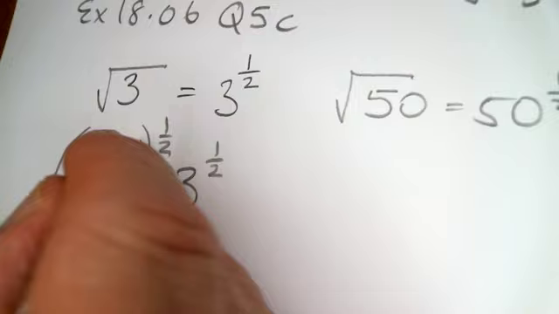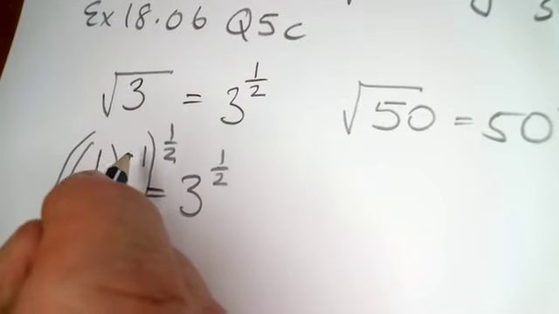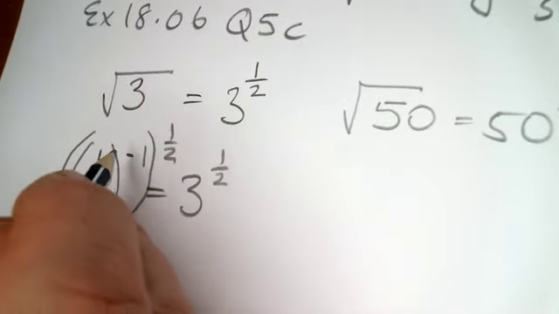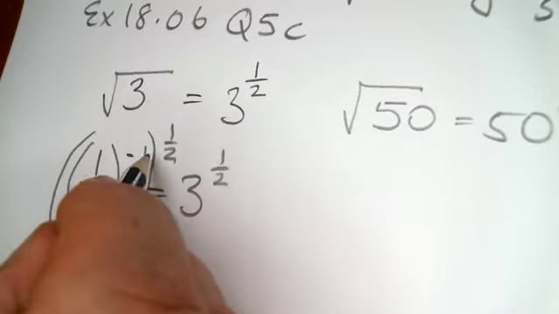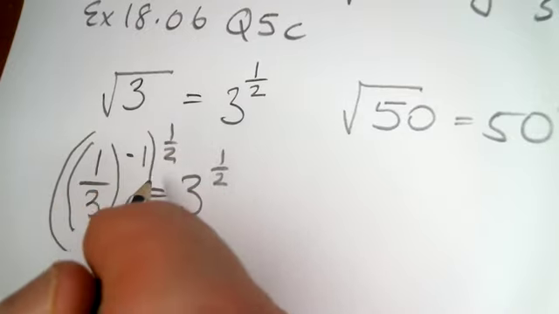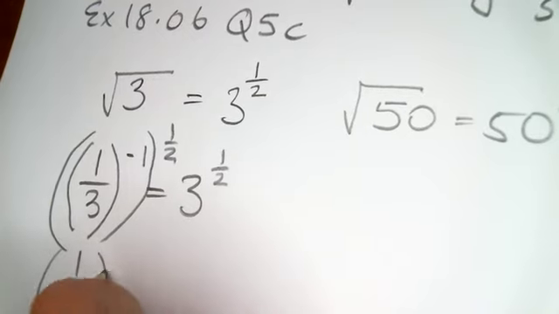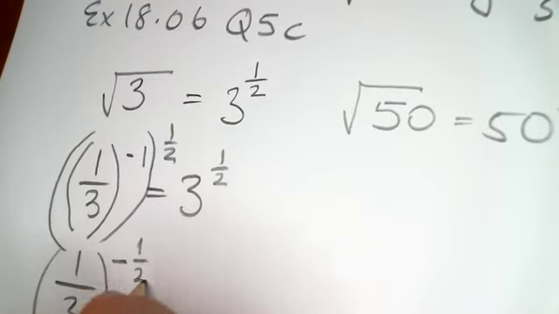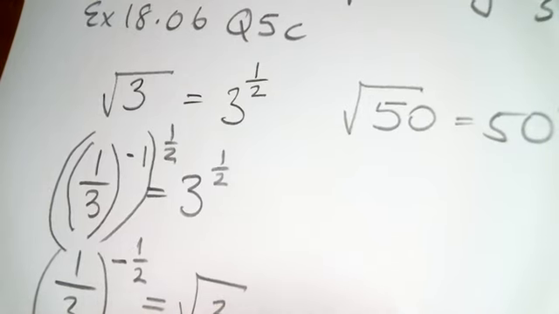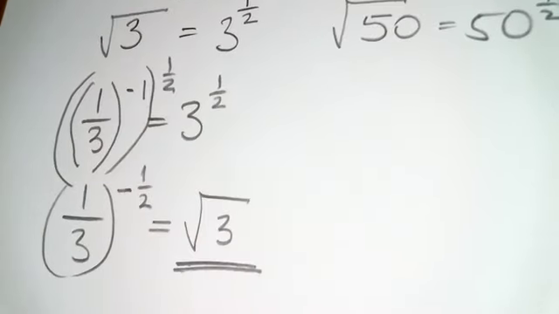So let's just see how that works out. Negative 1 times a half is negative 1/2. So 1/3 to the power of negative 1/2 is equal to the square root of 3. And there's my answer.